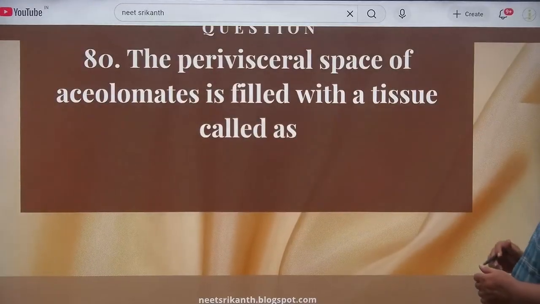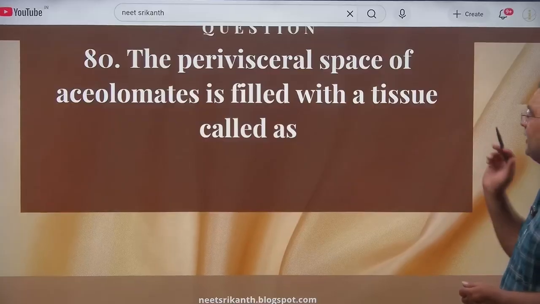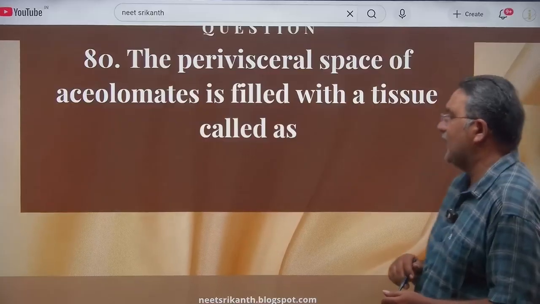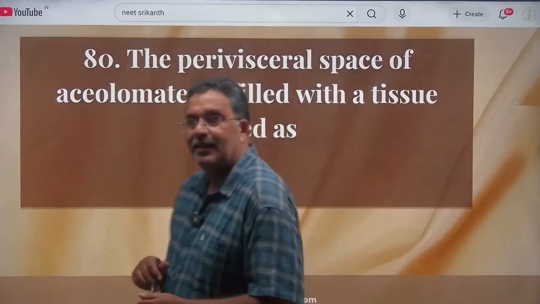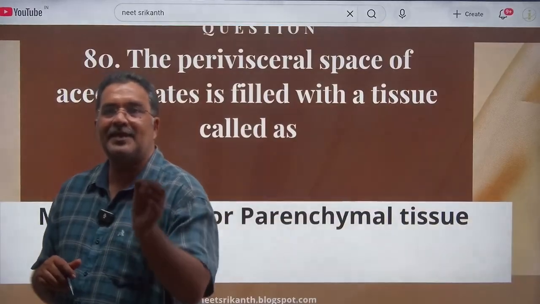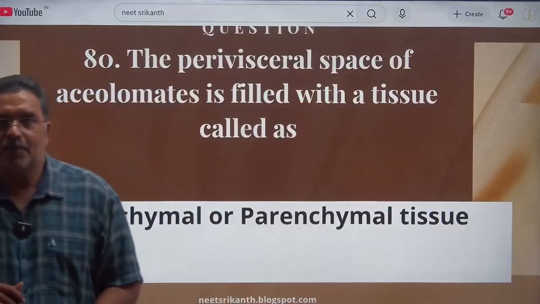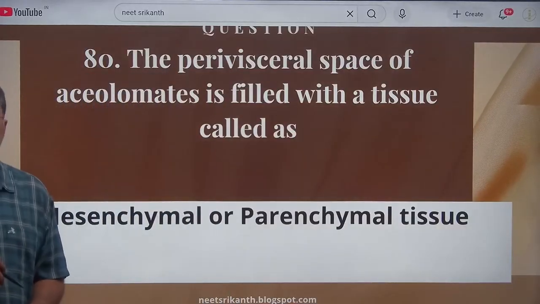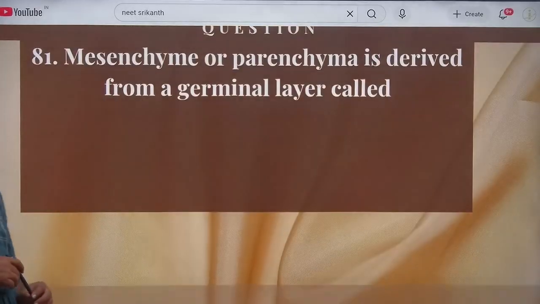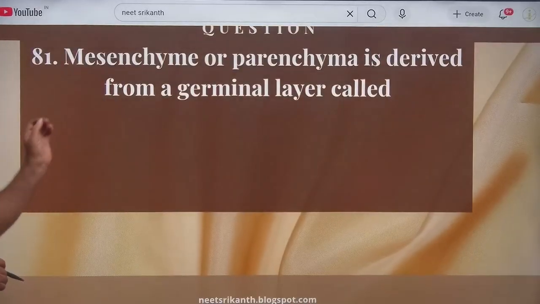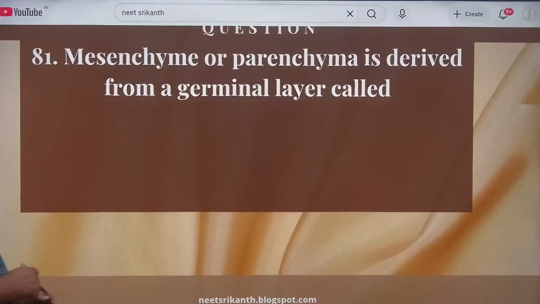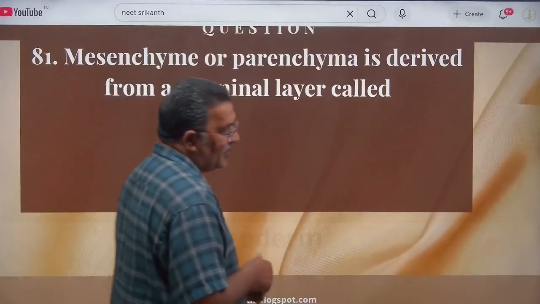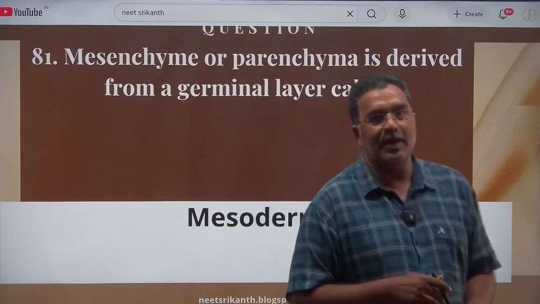The perivisceral space of acoelomates is filled with tissue called as, what do you name the tissue as? We name the tissue as mesenchymal tissue or parenchymal tissue. The name of the mesodermal tissue: mesenchymal or parenchymal tissue. Mesenchyme or parenchyme is derived from which germ layer? We said it is formed by the division of mesoderm.